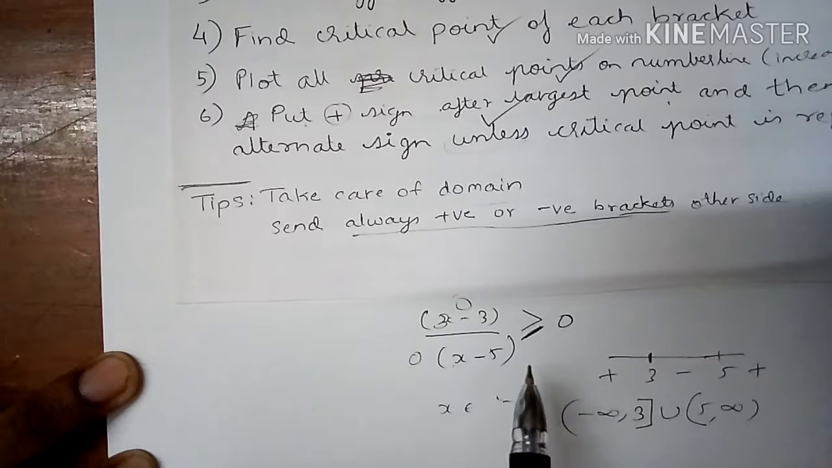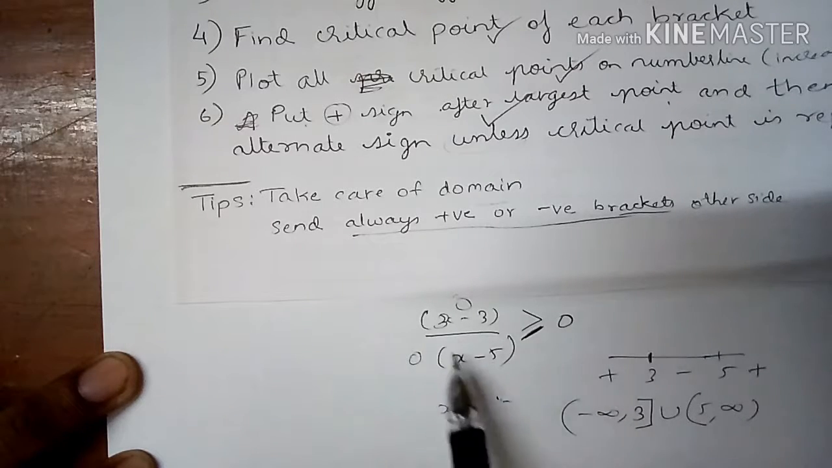So always take care of the domain. The domain of this equation doesn't involve 0 in the denominator, so we should not include the value which makes the denominator 0, that is 5.